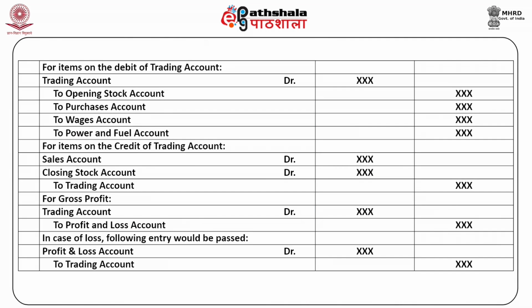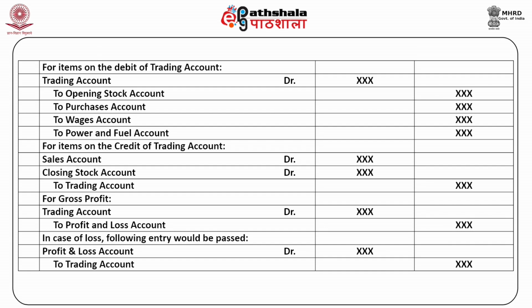Closing entries in respect of trading account. The following are relevant closing entries. For items on the debit of trading account: trading account debited to the credit of opening stock account, to credit of purchase account, to credit of wages account, to credit of power and fuel account.